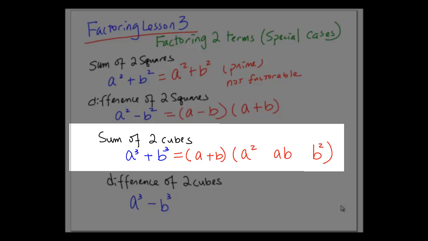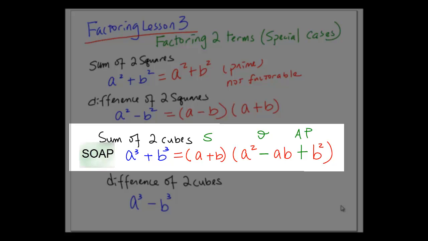And the sign is going to be SOAP, S-O-A-P, meaning first you will have the same sign as the sum of 2 cubes, and then you have the opposite sign of the sum of 2 cubes, and the last term is always positive. So the signs we remember, S-O-A-P, SOAP. Same, opposite, always positive.